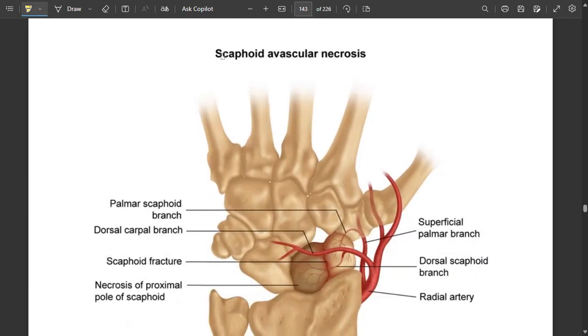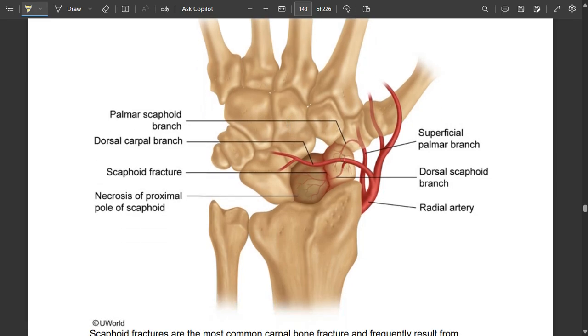Now, scaphoid avascular necrosis. There is the radial artery on the extensor surface of the hand. The radial artery comes off and gives rise to some branches, including the dorsal scaphoid branch. On the dorsal surface, the dorsal scaphoid branch has a retrograde blood supply.